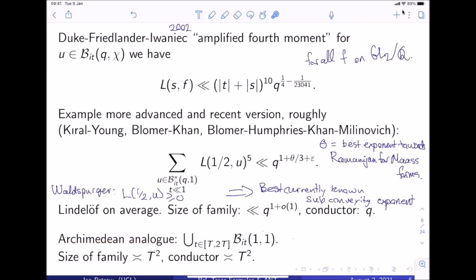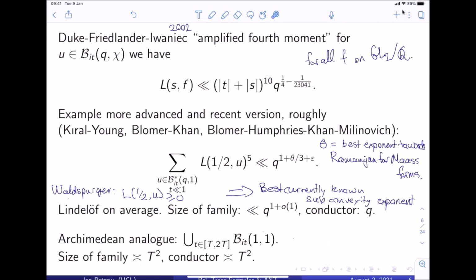So similarly, if I take Maass forms for SL2(Z) with trivial central character, and I take the spectral parameters in a large window, say from T to 2T. Here, the analytic conductors of all the forms in this family are all about size T squared. And also the number of forms appearing here under Weyl's law is also about T squared. So in this sense, the size of the family is about equal to the size of the conductor. These are both T squared, and these are both Q.